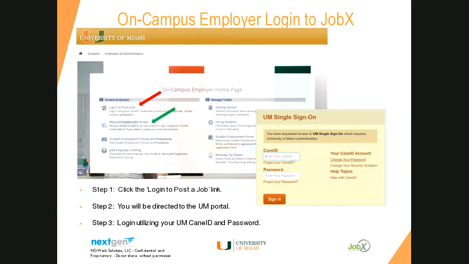Now, if for any reason when you use your Cane ID credentials, you're unable to log in or you get an error message, it's possible that your name might just not be in the JOBX database, and we need to add you. If this is what happens to you when you try to log into the system, all you need to do is submit a request update job access form, which is that second form listed there where you see the green arrow. Once you submit that form, we will add you as an authorized employer in the system, and you'll be able to log in using your Cane ID credentials.